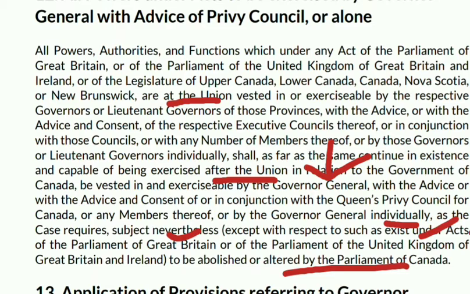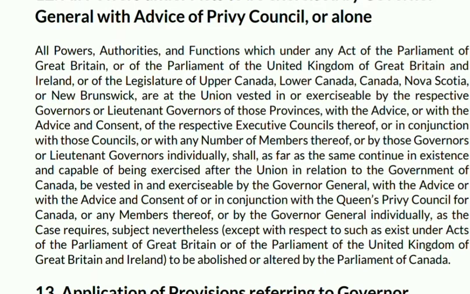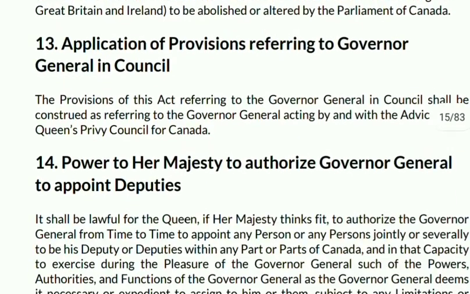Next, here is Article 13. Applications of provisions referring to Governor General in Council. The provisions of this Act referring to Governor General in Council shall be construed as referring to Governor General acting by and with the advice of Queen's Privy Council for Canada. So wherever the word Governor General in Council is referred, it means the Governor General acting by and with the advice of Queen's Privy Council.